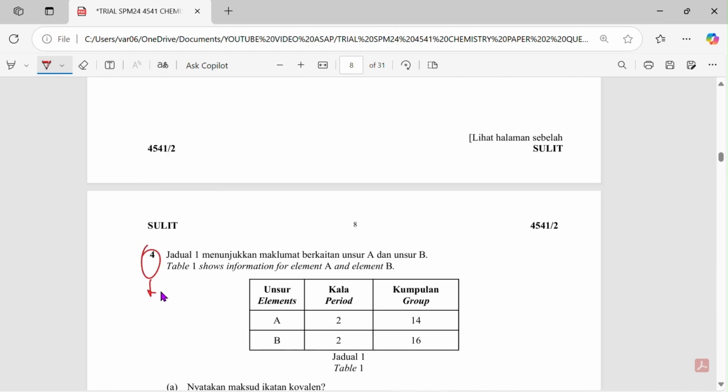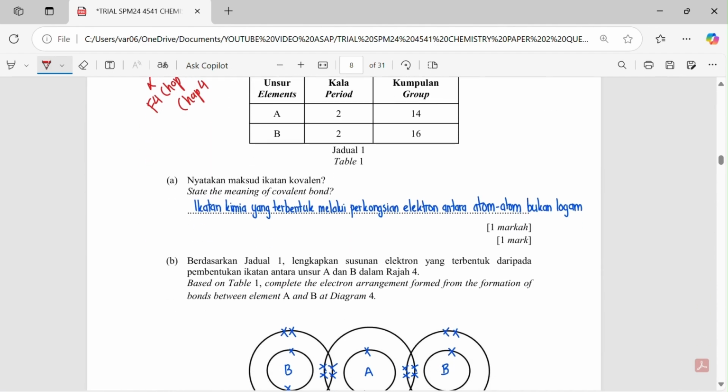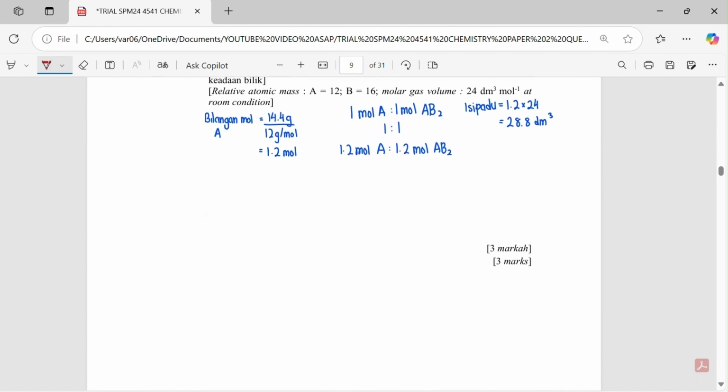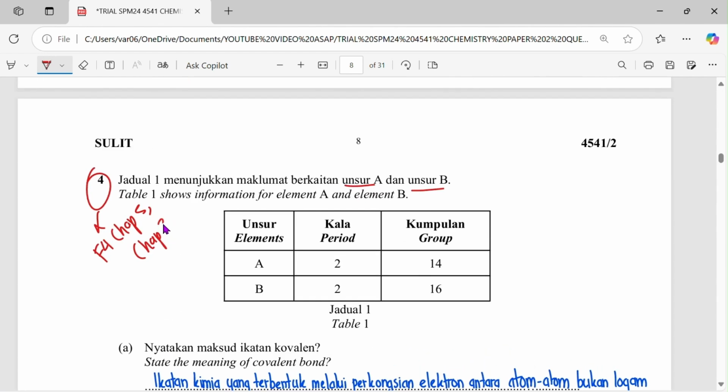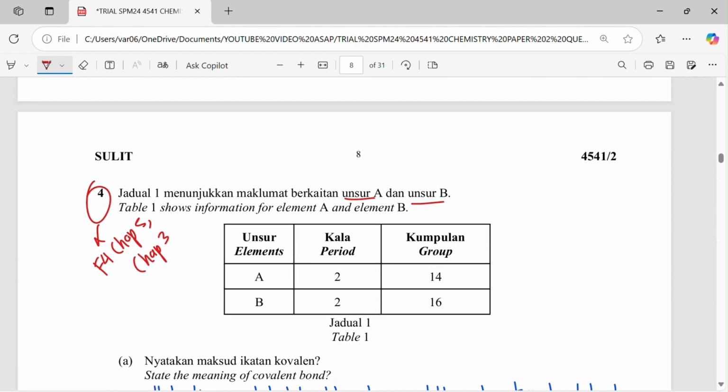Nyatakan, question 4 is basically your form 4, chapter 5 got, chapter 4 also got. Now, jadual 1 menunjukkan maklumat berkaitan unsur A and unsur B. Okay, nyatakan maksud ikatan, hold on sorry, this is chapter 5 and chapter 3 mainly. Because there's calculation, right? Your calculation comes under chapter 3. Okay, nyatakan maksud ikatan covalent.